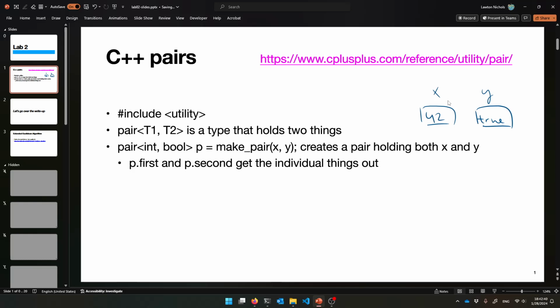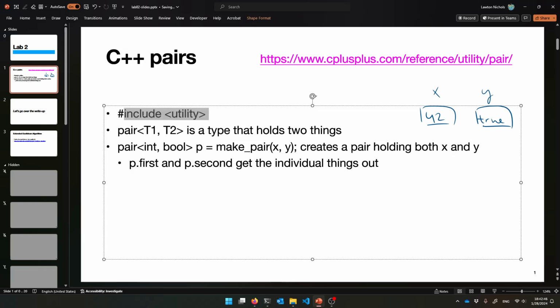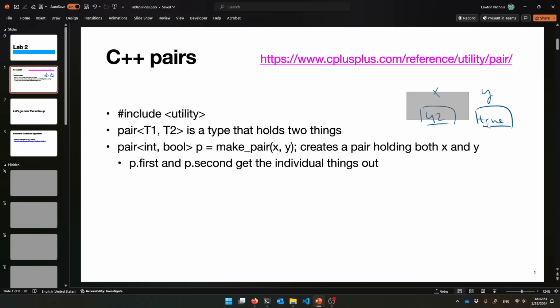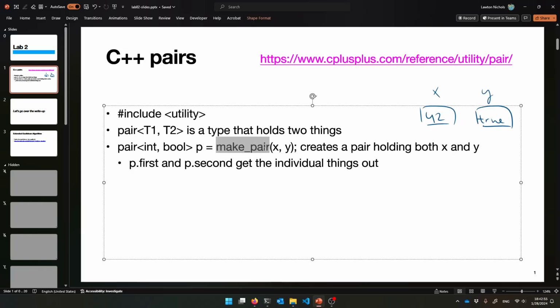Instead, you can place them in a big pair, right? You'll make a big pair. The type looks like this. It lives in the utility header, but pair is templated by the two things that go inside. So this will be a pair of an int and a bool. All right, you can say make_pair. There's a function that creates a pair like this. You give it the two things, and it will make a pair holding both those x and y things.